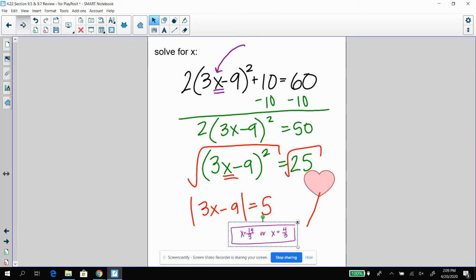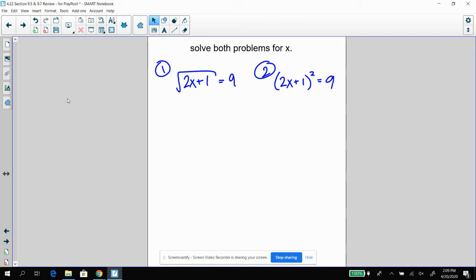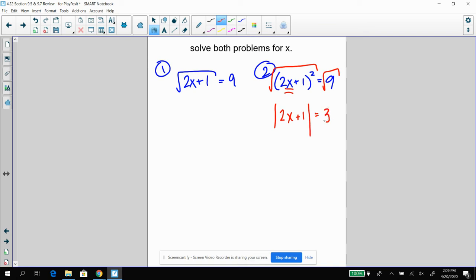Okay, on to the next one. So I want you to go ahead and solve both of these problems for x. I'm going to start with the one on the right simply because that looks a lot like the one we just worked on. So if I take the square root of both sides, and I know I'm going to do that because that's sort of the furthest thing, remember the furthest thing from this x. So if I take the square root of something being squared, I'm left with the absolute value of 2x plus 1 equaling 3. And I'm going to let my children go.